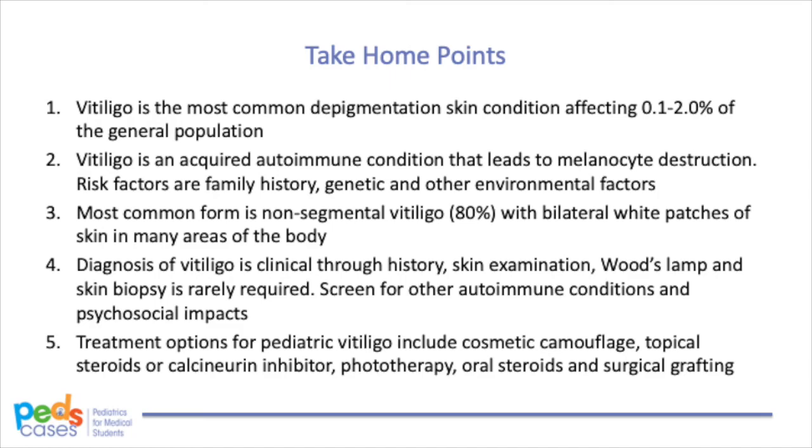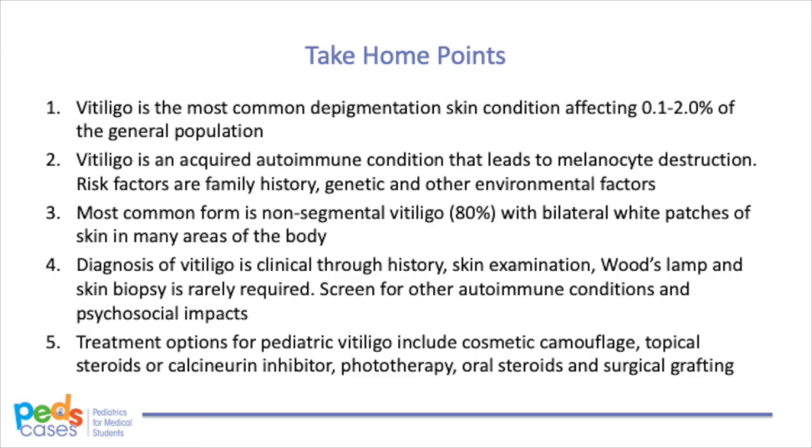Number 1. Vitiligo is the most common depigmentation skin condition, affecting 0.1 to 2% of the general population, with half of these cases presenting during childhood. Number 2. Vitiligo is an acquired autoimmune condition that leads to the destruction of melanocytes. The common risk factors include family history of vitiligo and other autoimmune conditions, as well as environmental factors like skin trauma, sunburn, and emotional stress. Number 3. There are many subtypes of vitiligo, and the most common form is non-segmental vitiligo, which presents with bilateral white patches of skin in many areas of the body and makes up 80% of total vitiligo cases.